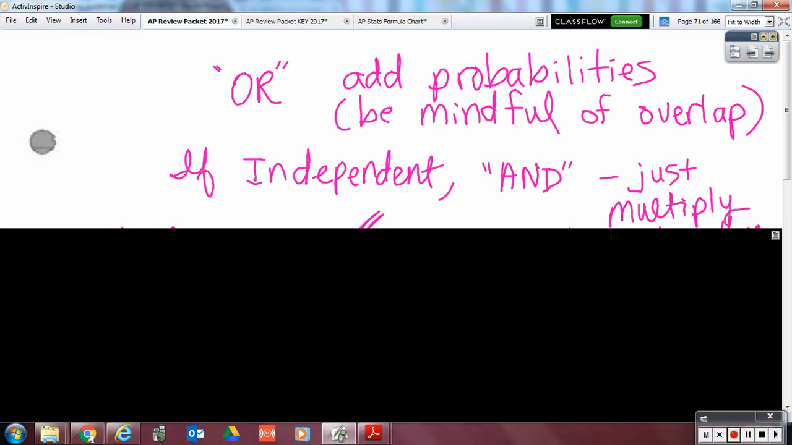So what do you do in the event that it's not independent, or in the event that you don't necessarily know? What would it mean if some events are not independent? What's happening if they're not independent? One's affecting the other. The fact that you are part B is affecting the probability of you being part A. The fact that you are one thing changes the probability of you being something else.